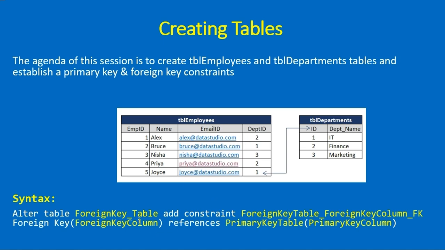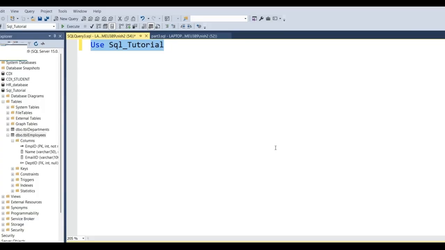Now this column should be definitely a primary key of another table. So here, in this case, department ID is a primary key of TBL departments. So here we give references, primary key table. So here the primary key table would be TBL departments and primary key column, that is ID. So now let's start with a demo.